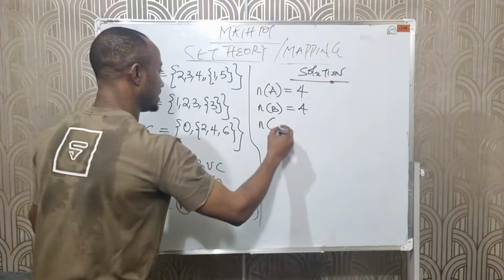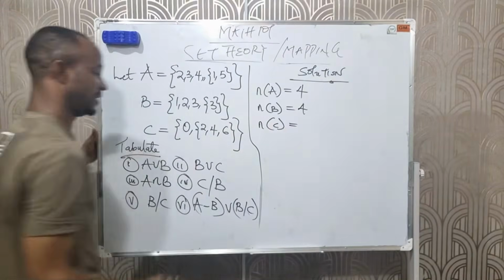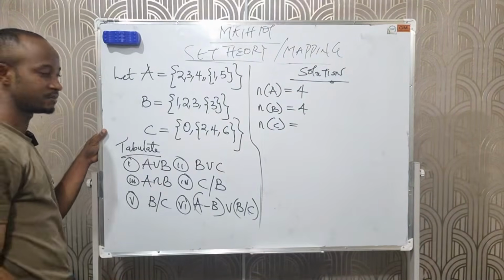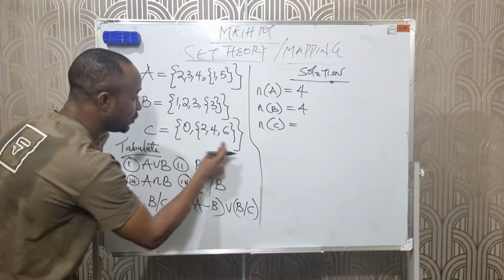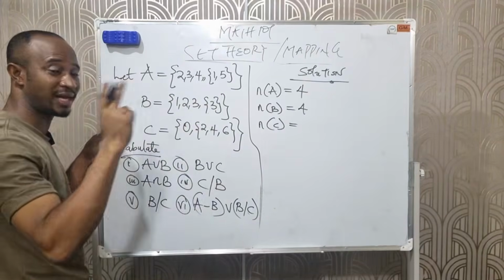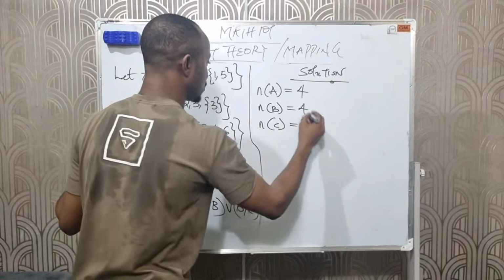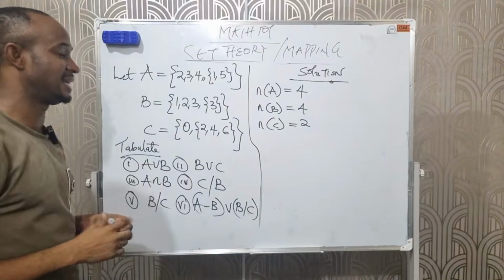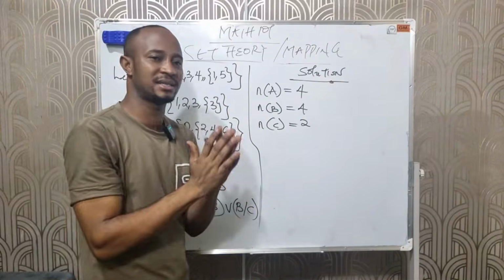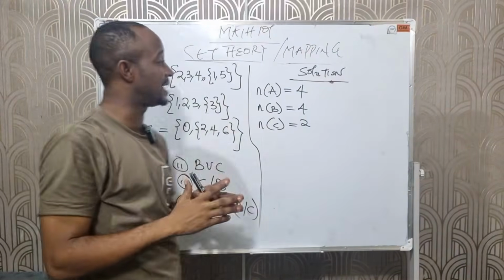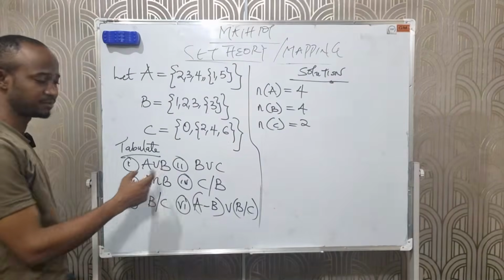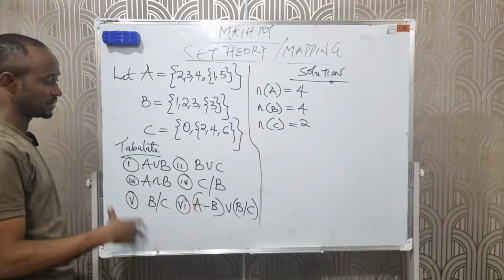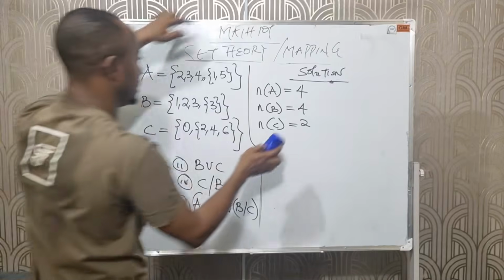Number of elements in set C, what will it be? It's 2. We have 0 as one element, then the set {2, 4, 6} as the second element. So the answer is 2. Don't forget that a set found inside another set represents an element of that set. Now you can find their union and some other properties we are asked to calculate.